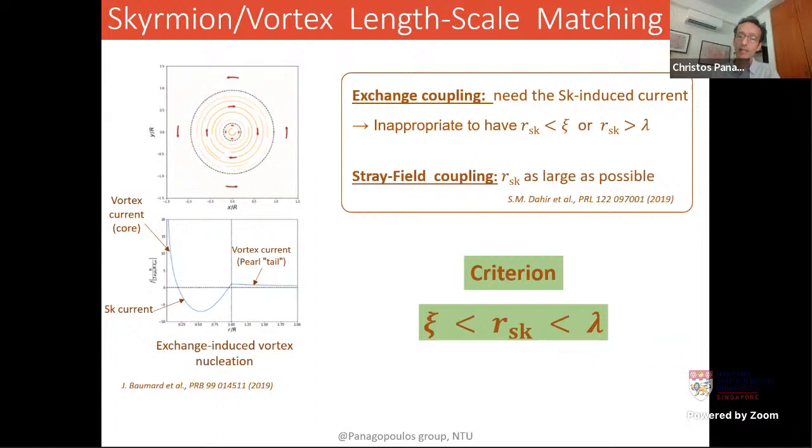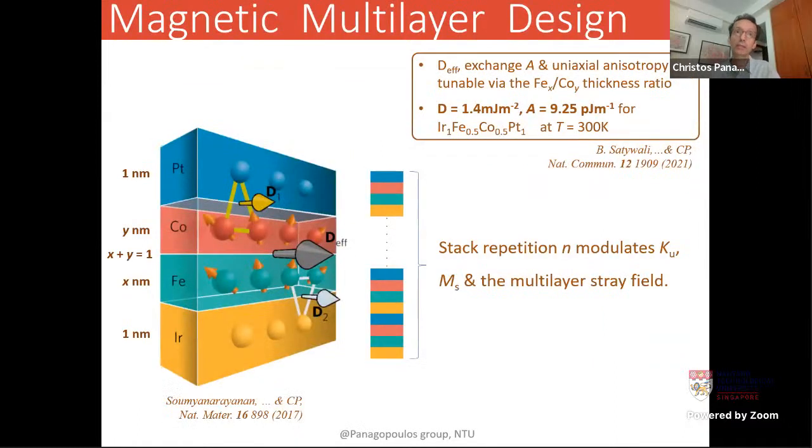So here is the design of our magnetic multilayer. This magnetic multilayer works because the key parameters are tunable via the iron and cobalt thicknesses. Also, these parameters and the multilayer stray field can be modulated by the stack repetition of this architecture.